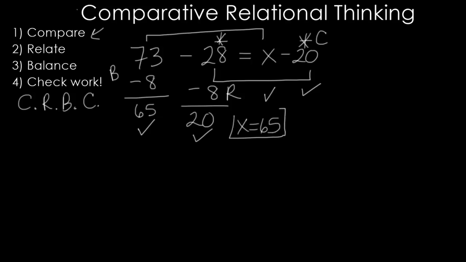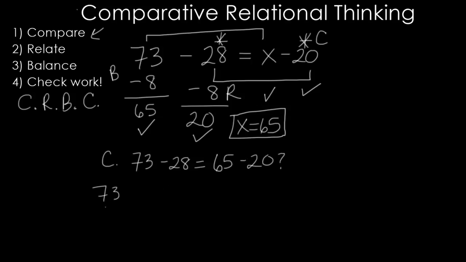Okay? What does the last thing say? Last thing says, check our work, check it. So let's write down our original problem. 73 minus 28. Does that equal x? What is x? We're saying x is 65 minus 20. Is that a true statement?